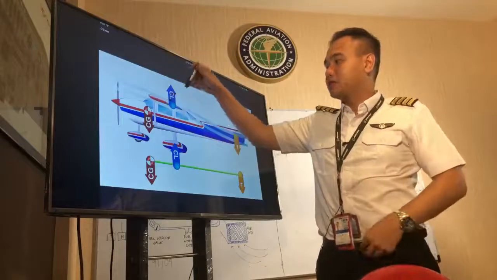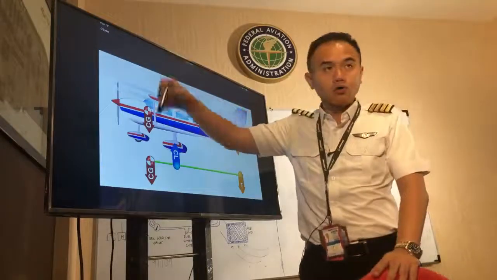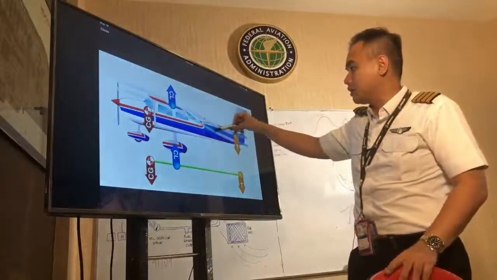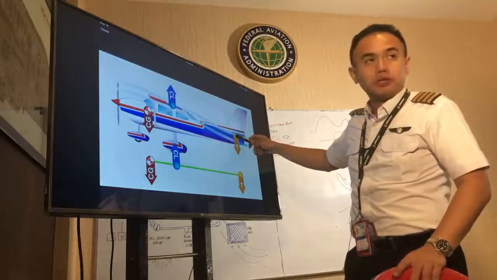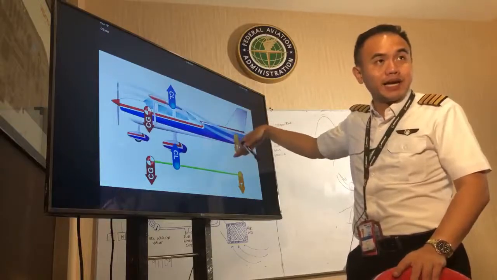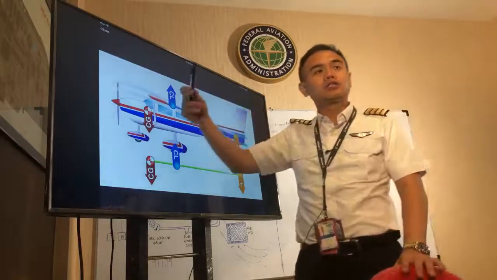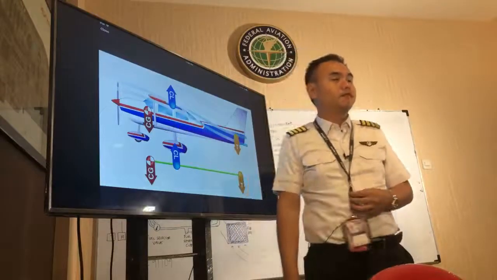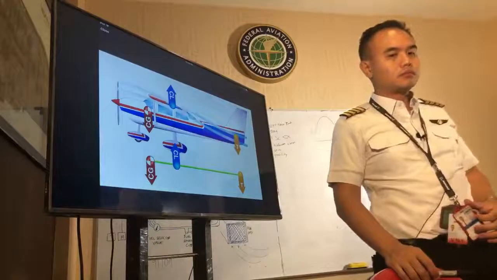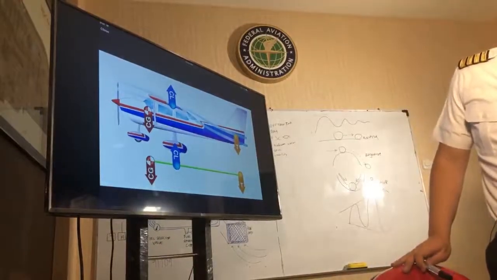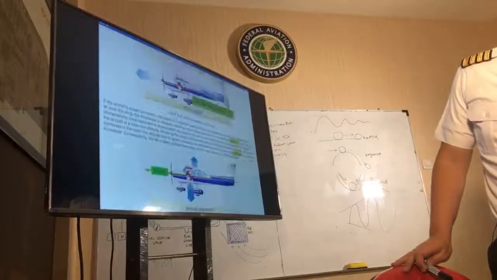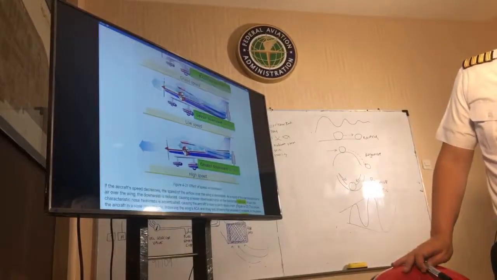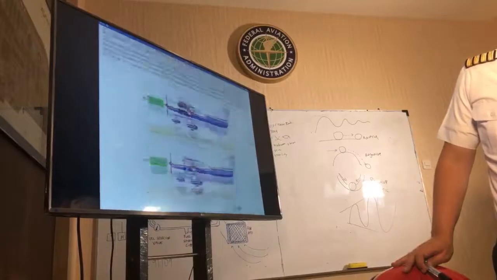Then if you suddenly get nose down tendencies, the higher the airspeed, the more the airflow here will put the downside movement on the tail, and then there will be a nose up. Fully understand? Yeah. Excellent. All right.